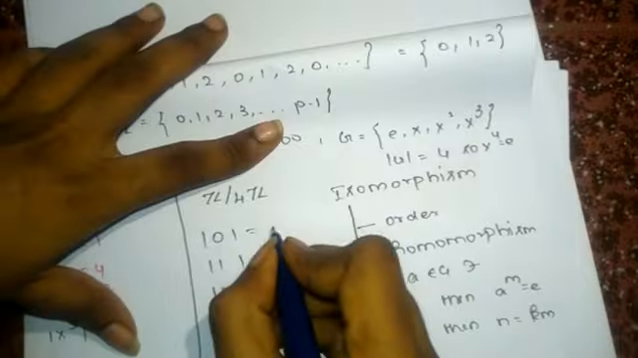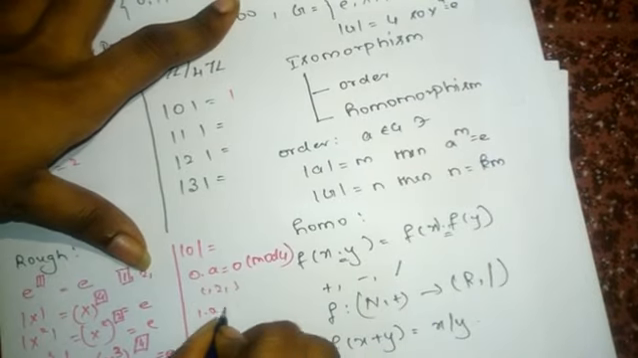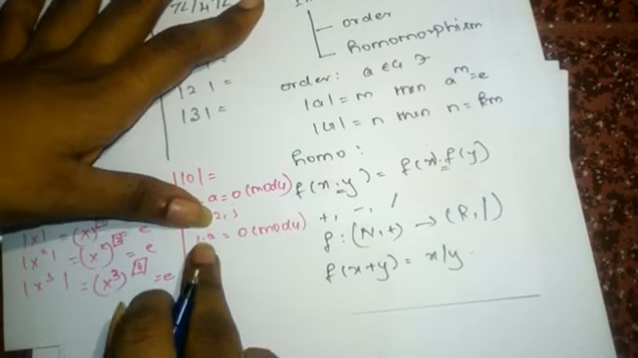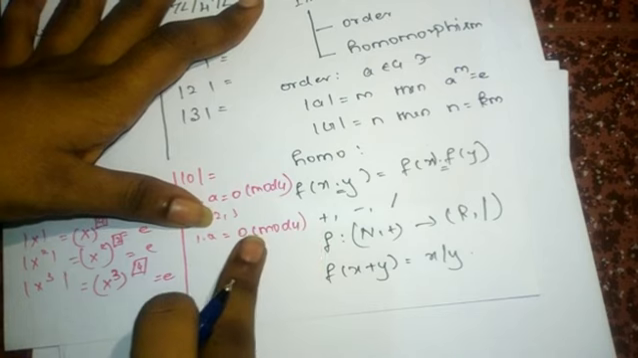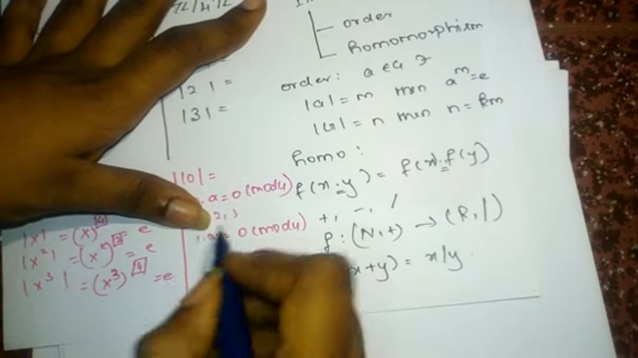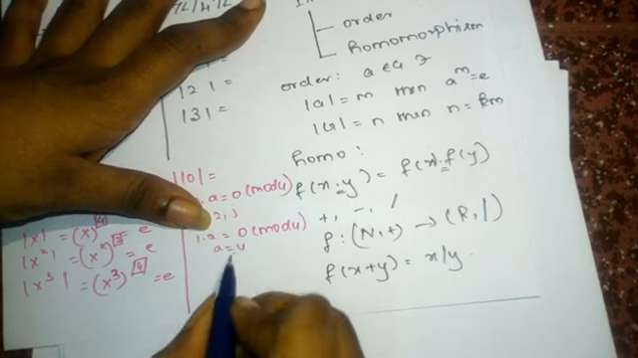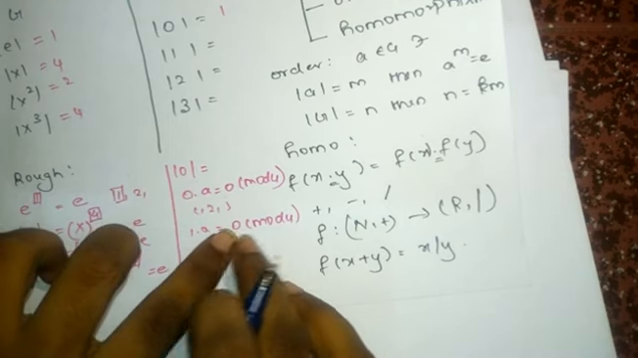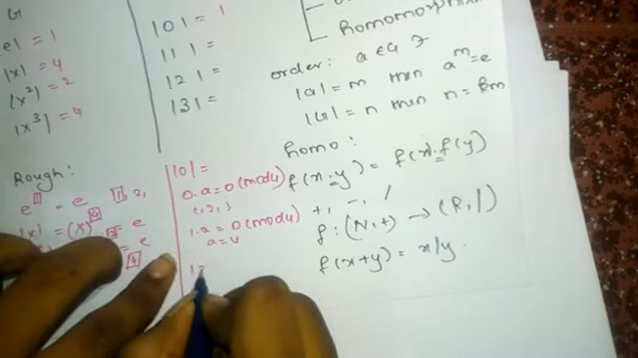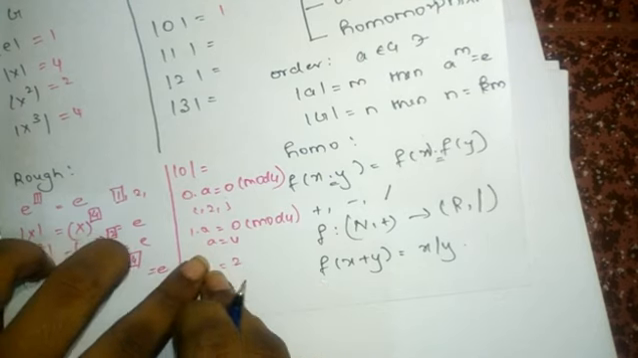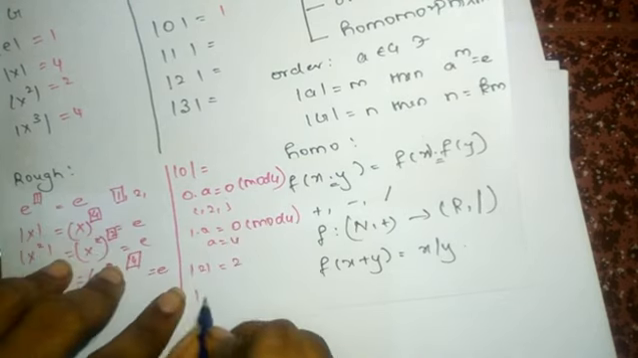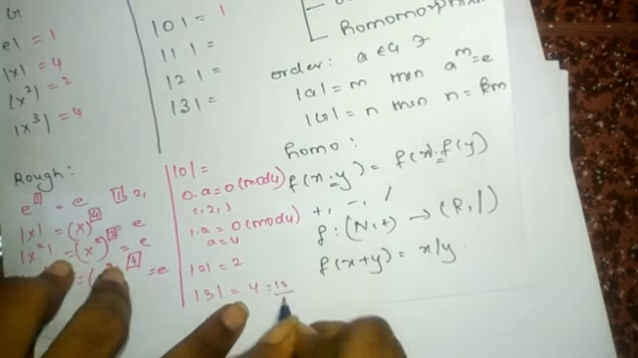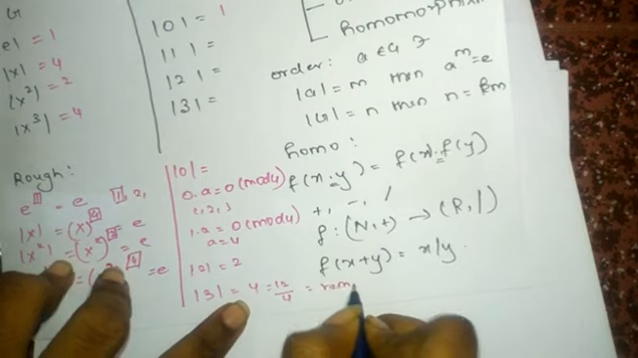So it is 1. Similarly, 1 into a is equal to 0 mod 4. So 1 into 1 is 1, divided by 4 I get the remainder 1, so a cannot be 1. So if I put a equal to 4, 1 into 4 is 4, I divide by 4, I get the remainder 0. Similarly, the order of 2 is 2 because 2 into 2 is 4 and dividing by 4, I get the remainder 0. The order of 3 is 4 because 3 into 4 is 12, I divide by 4 and get the remainder 0.